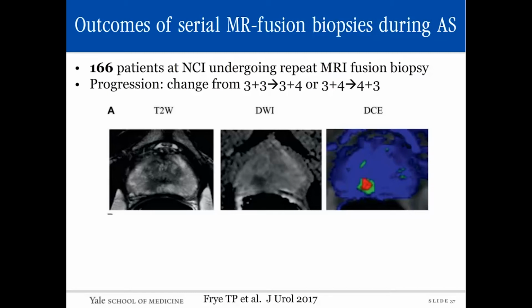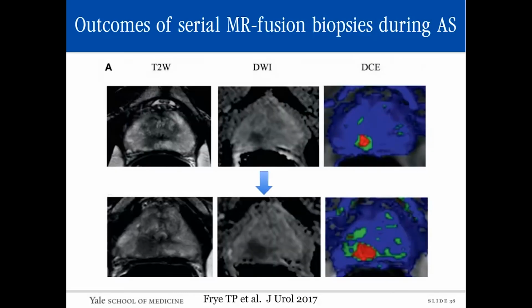So this is data from the NCI looking at their really remarkable cohort of patients who've been followed over time. This is 166 patients who underwent repeat MRI fusion biopsy. This was just published last month. They defined progression, I think, in a fairly comfortable way, which is any change in Gleason scores. If you went from a 3-3 to a 3-4 or a 3-4 to a 4-3, that was a change.